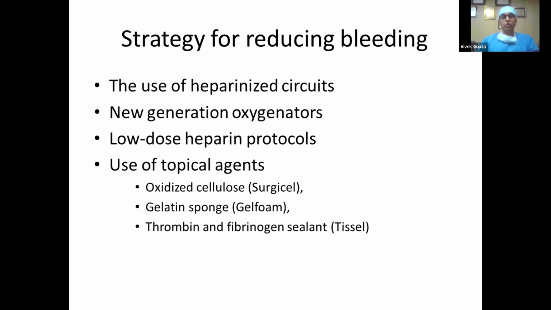So, strategy for reducing bleeding, we can use the heparinized circuit. We can keep ACT on the lower side, but you should remember that your flow should be adequate. Low dose heparin protocol, use of topical agents to reduce the bleeding. And whenever there is bleeding from the surgical site or cannulation site, you should ensure that adequate hemostasis has been done.